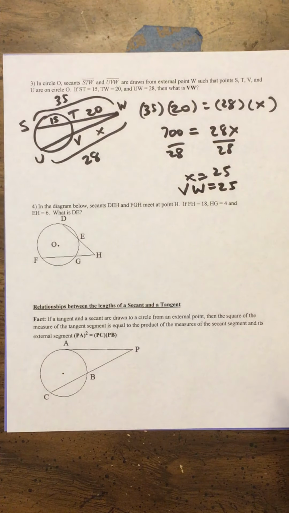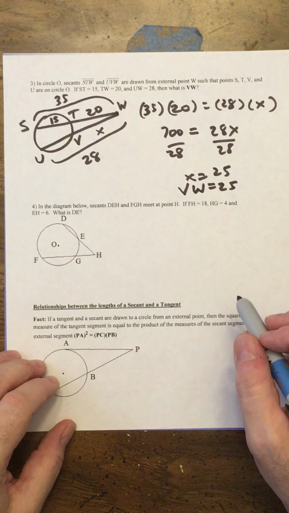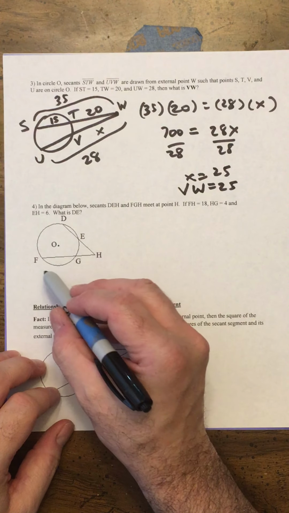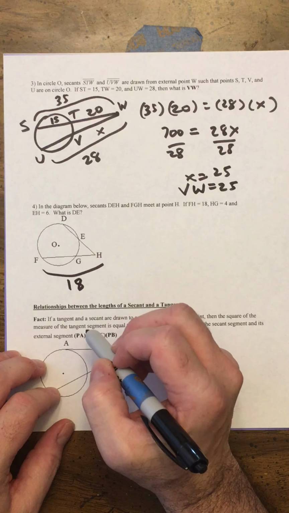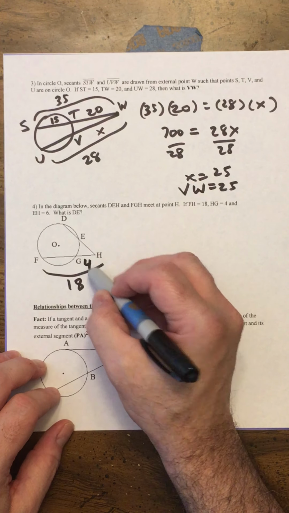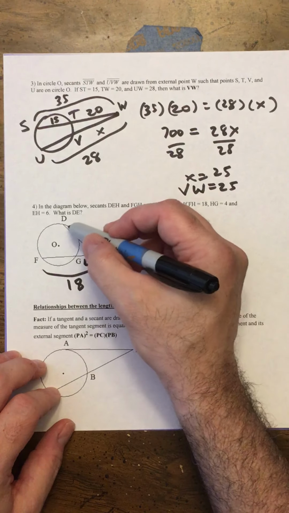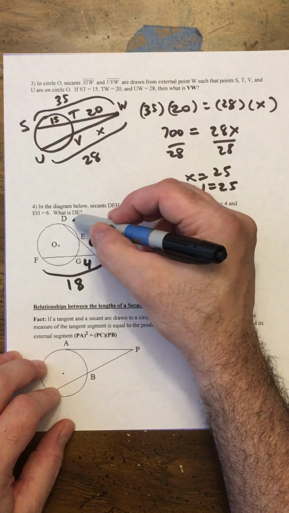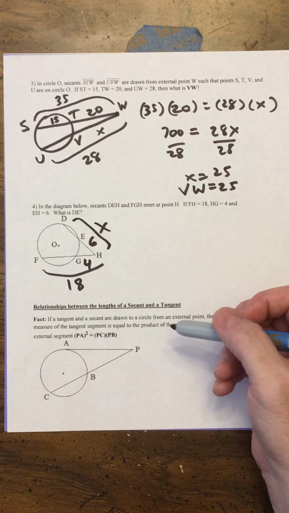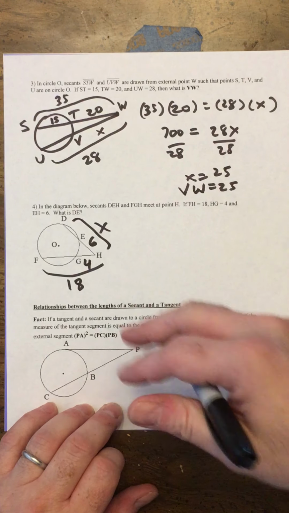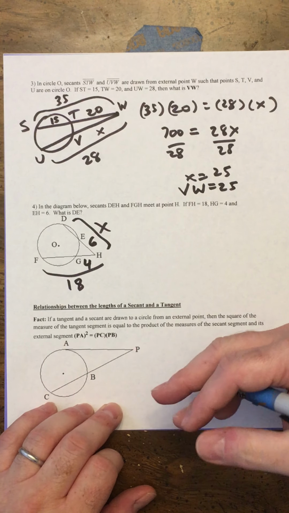All right, you could probably try the next one on your own. Let's see what we got. FH is 18, HG is 4, EH is 6. Find DE. Let's find DE later. First, find the whole, and then you can find DE as in the second part of the problem.